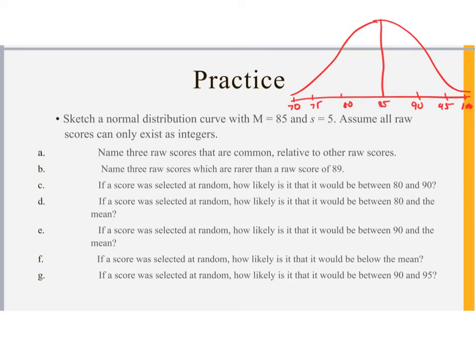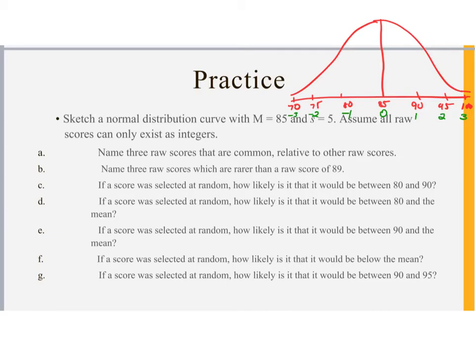So I ended up with a raw score of 85 corresponding to a z of 0, a raw score of 90 corresponding to a z of 1, a raw score of 95 corresponding to a z of 2, and a raw score of 100 corresponding to a z of 3. I also had a raw score of 80 corresponding to a z of -1, a raw score of 75 corresponding to a z of -2, and a raw score of 70 relating to a z-score of -3.